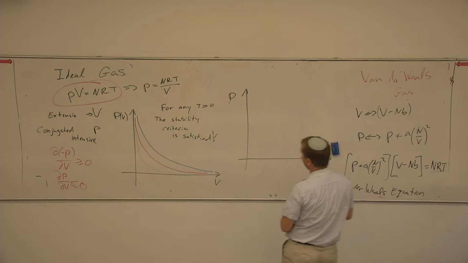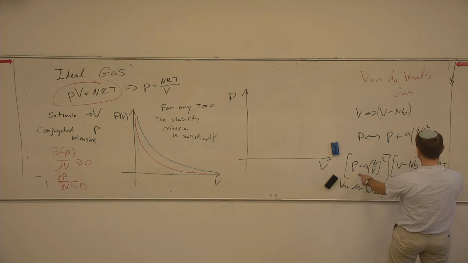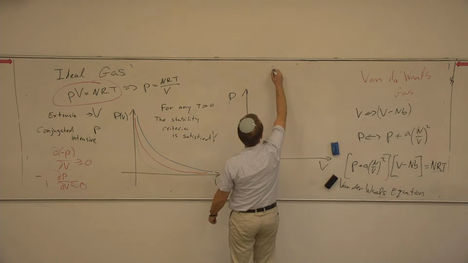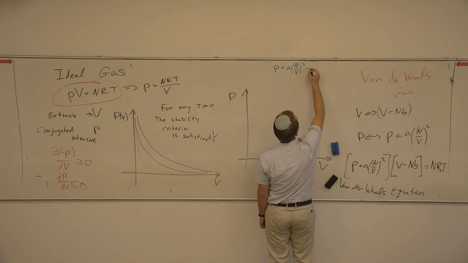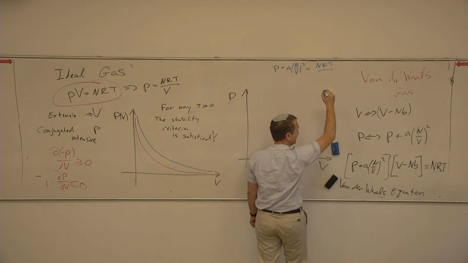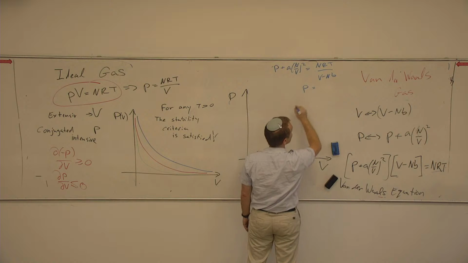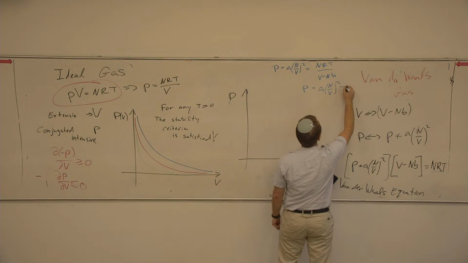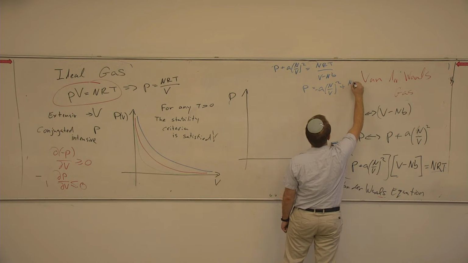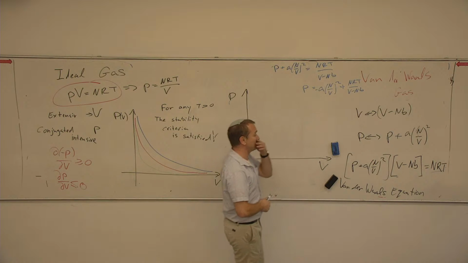And you start from high enough temperature. So if you take this out of here, it's P plus aN squared divided by V squared equals nRT divided by V minus nb, or P equals nRT divided by V minus nb, minus aN squared divided by V squared. Now this basically says that the volume cannot be larger than something else or smaller.